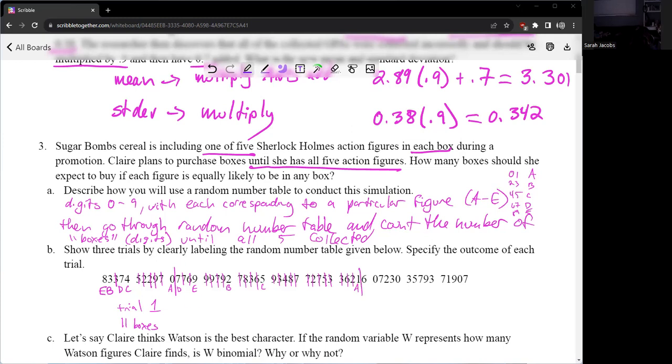So hang on. We've got 1, 2, 3, 4 full sets of 5. And then there's 4 here and 4 here. So that's going to be trial 2 is 28 boxes. Oof, poor Claire. Lots of cereal. I hope she has a good dental insurance plan.